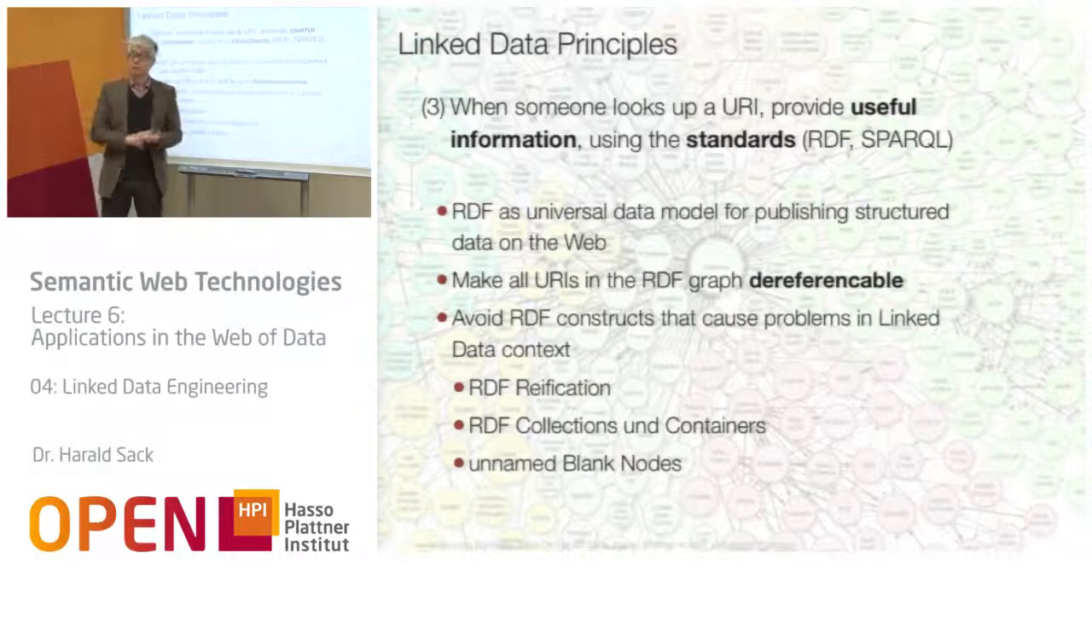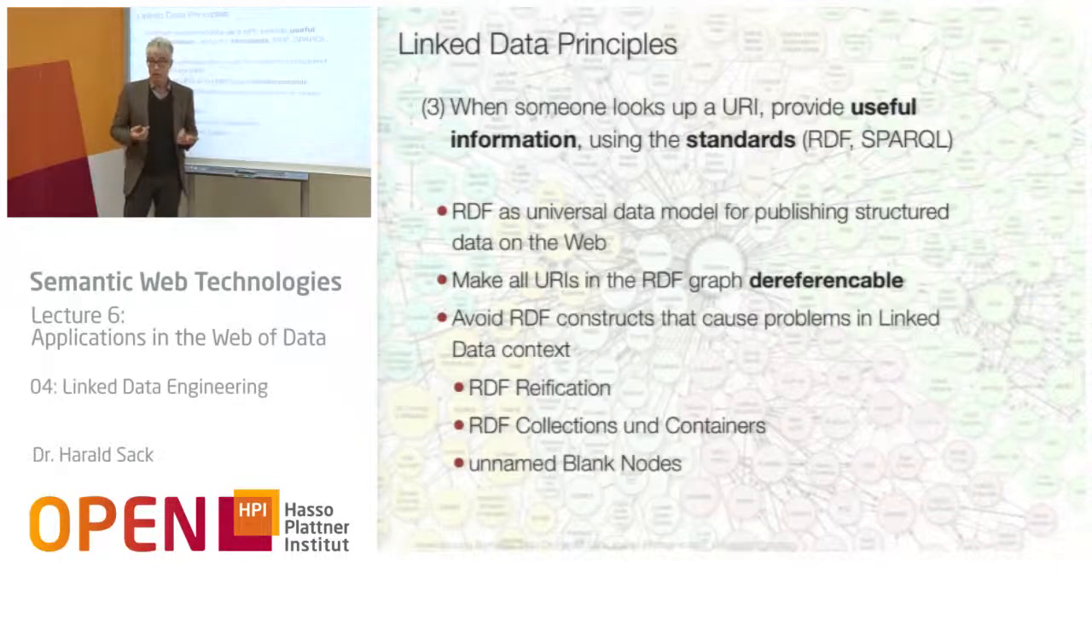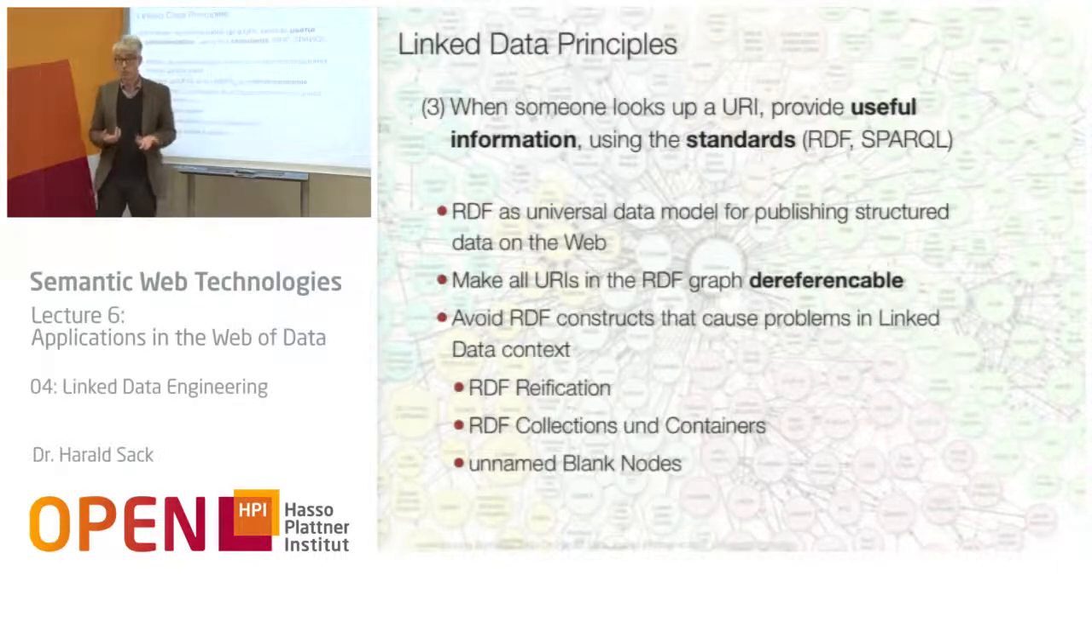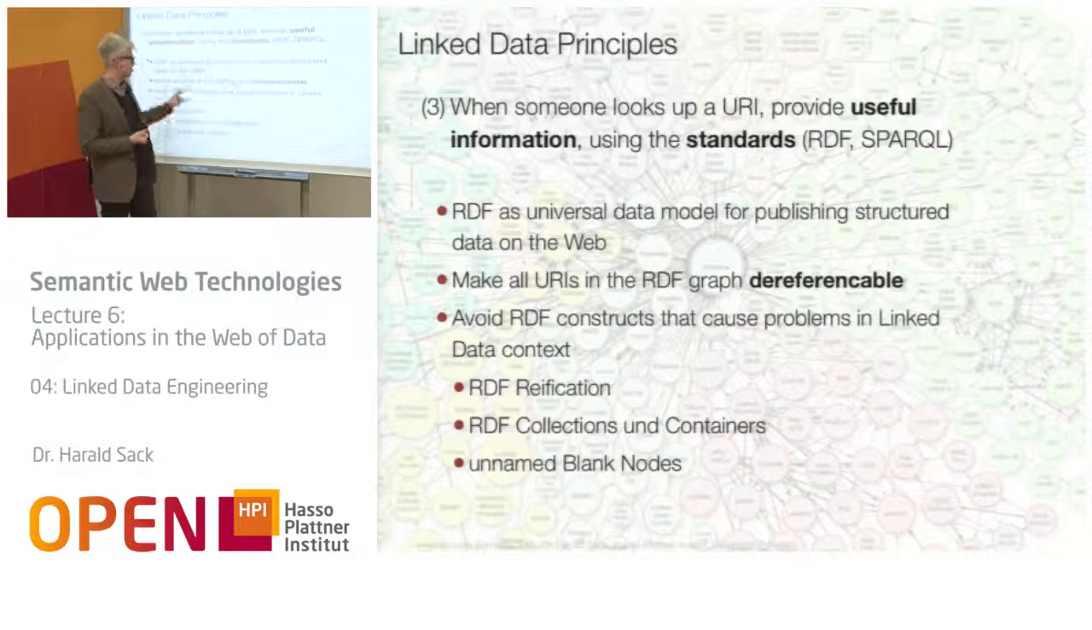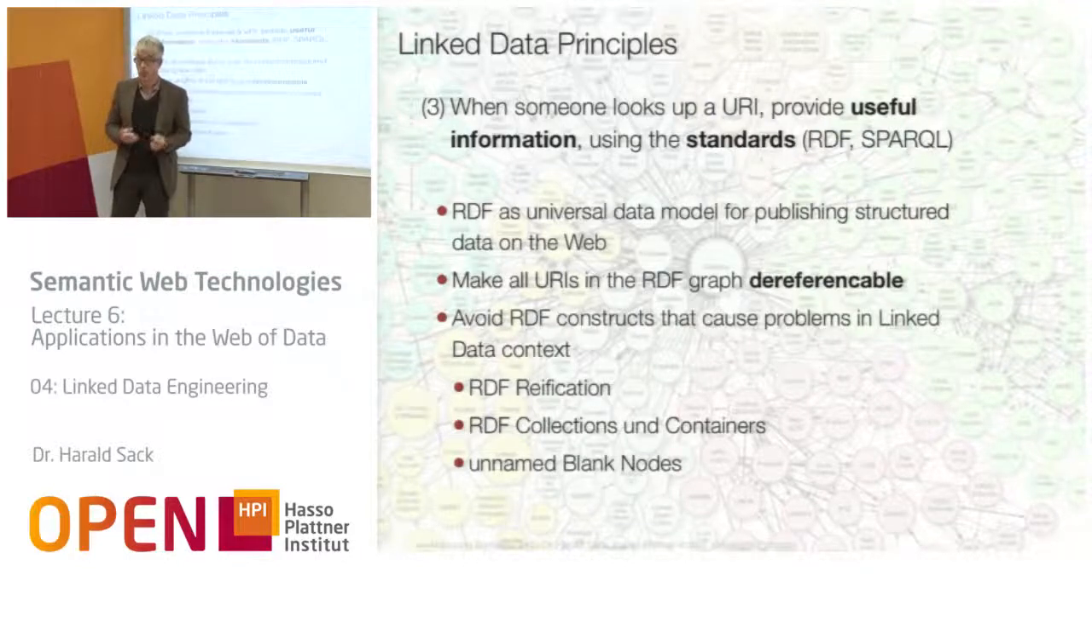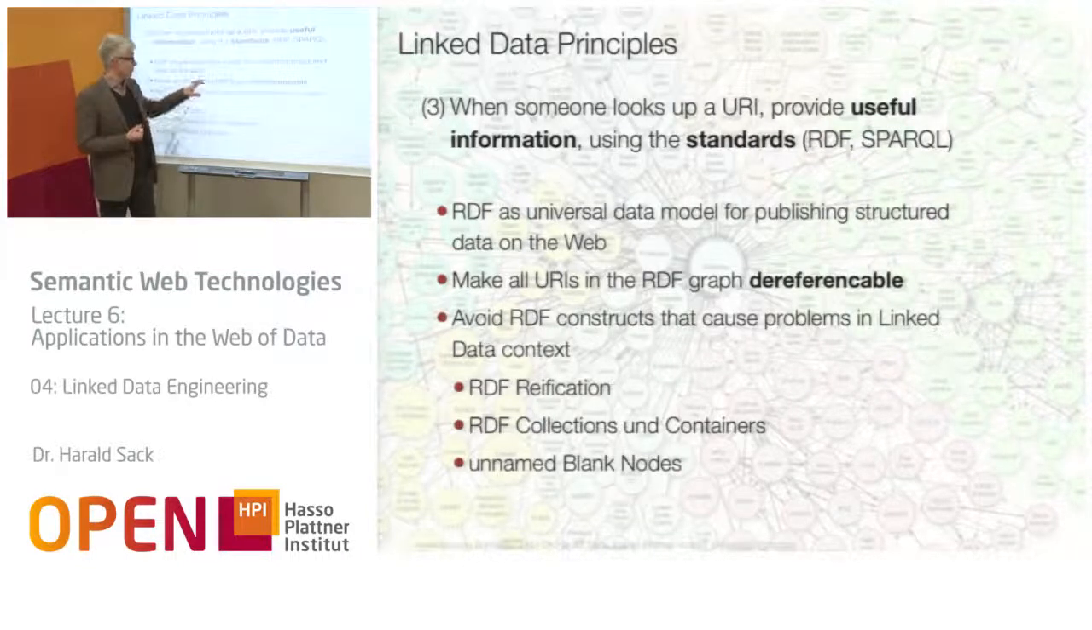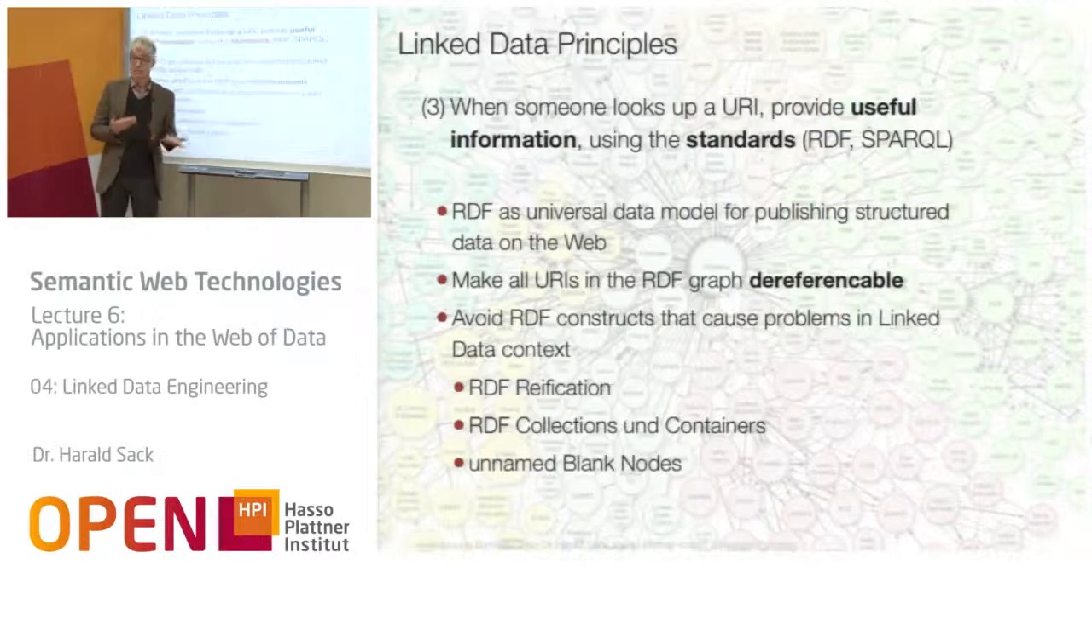Okay, URIs are dereferenceable, and the information stored behind the URI should, of course, be useful. By doing this in the semantic web, you should use W3C standards. This means you should use RDF as a universal data model for publishing structured data on the net. And of course, all URIs used in the RDF graph should be dereferenceable. Best practice also says that you should avoid certain constructs in RDF that might cause problems in linked data.